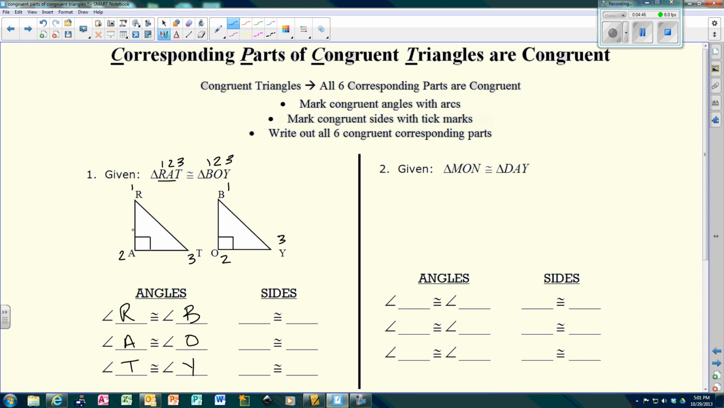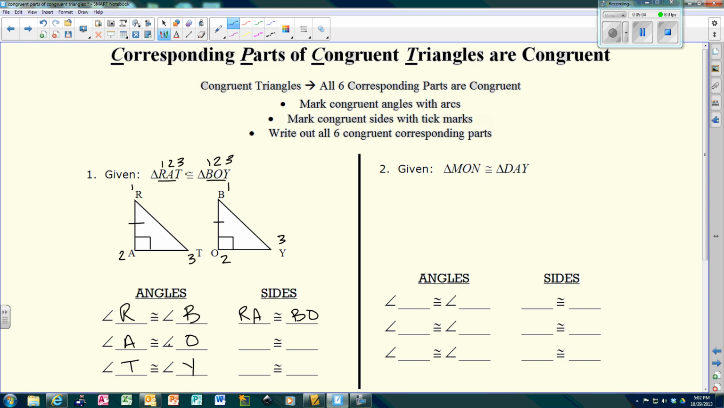So now, if I'm going to talk about sides, so let's say I talk about side RA. Well, RA is 1, 2. So that means RA is congruent to BO. So I'm going to put congruent marks on those two. And I knew A and O were congruent already because they're both right angles. All right angles are always equal.